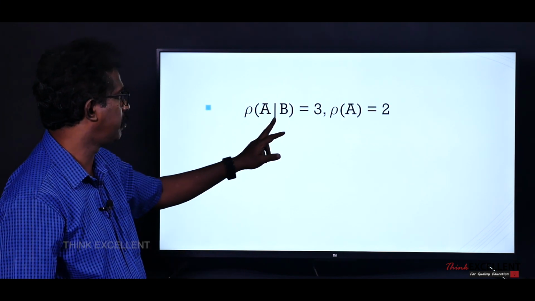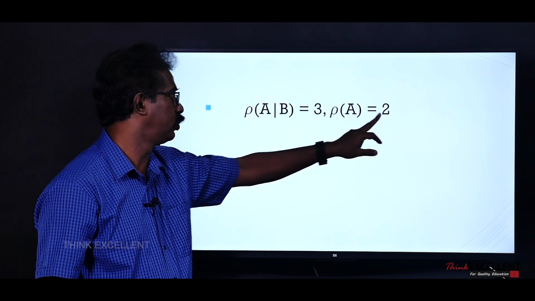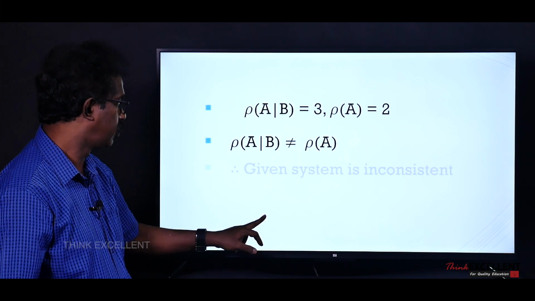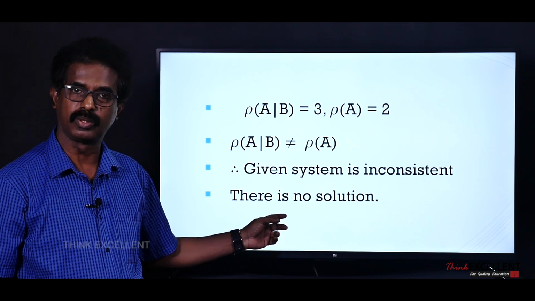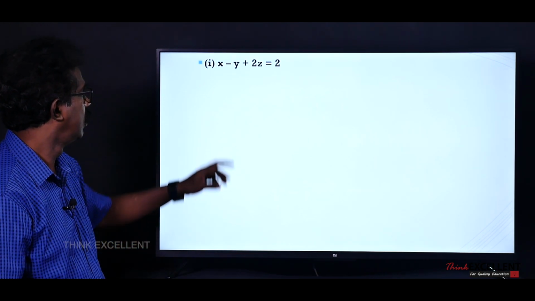Okay. So rank of AB is 3. Rank of A is only 2. So ranks are not equal. So we say the given system is inconsistent. There is no solution. We go for the next question.